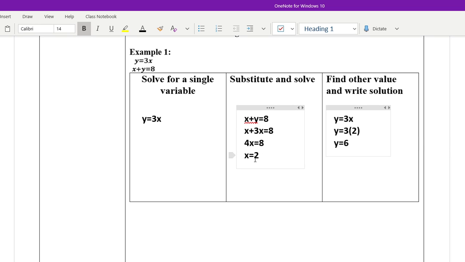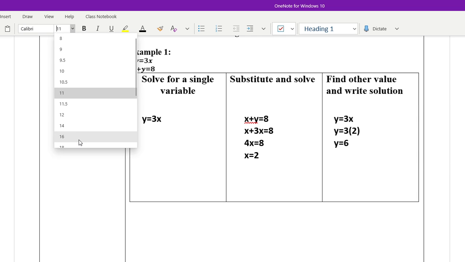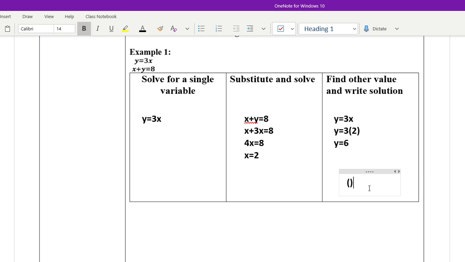So now I have a value for x, and I have a value for y. I don't need to make it bigger than the other one. There we go. My x value was 2. My y value is 6. So the solution for my system of equations is (2, 6).